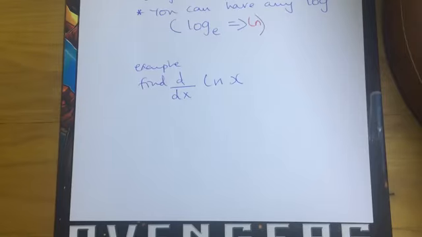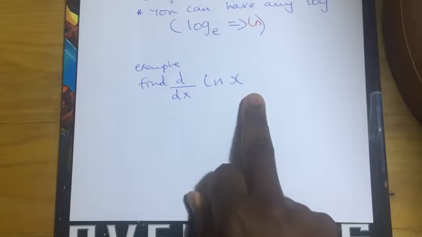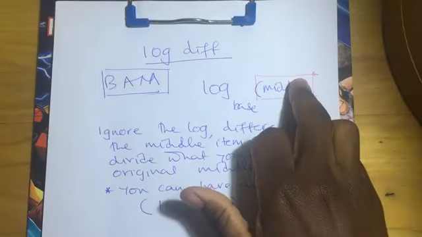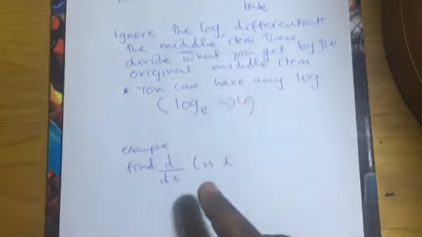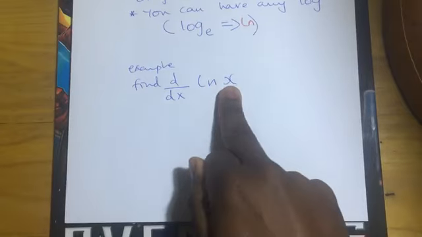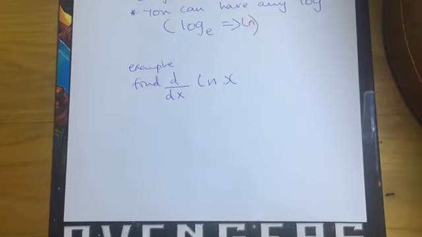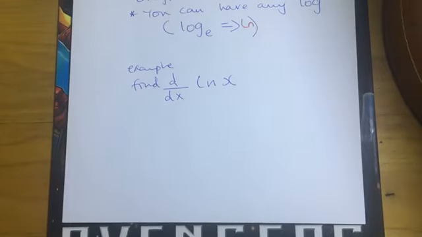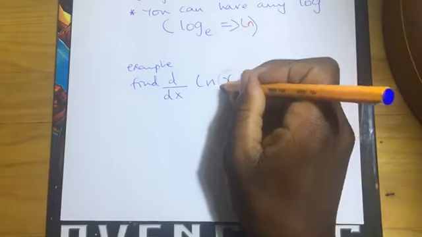What's the middle item of ln x? Remember, the middle item is what comes after the base. If no base has been included, then you're dealing with a base of e. So the middle item for ln x is x. Excellent. So the middle item for ln x is going to be x.